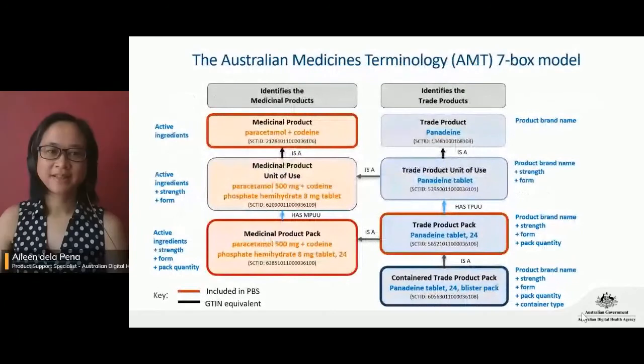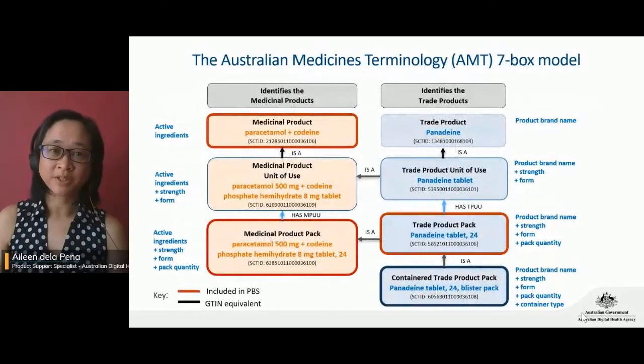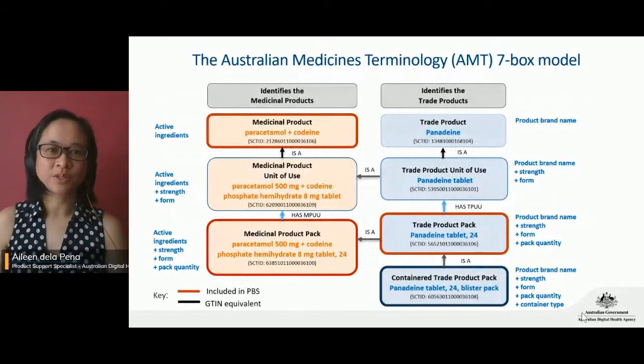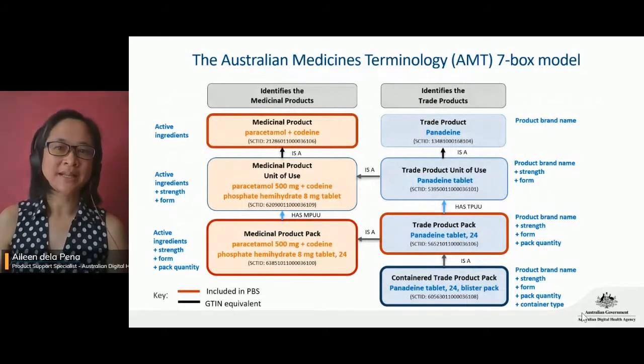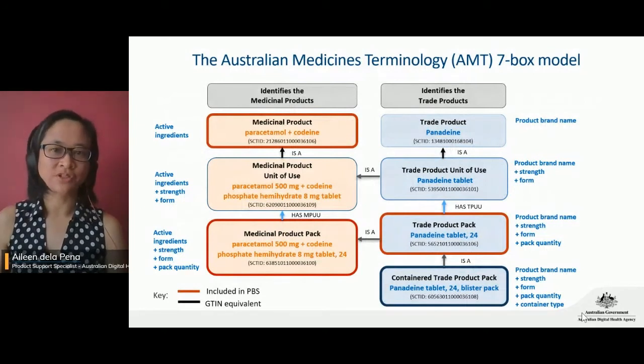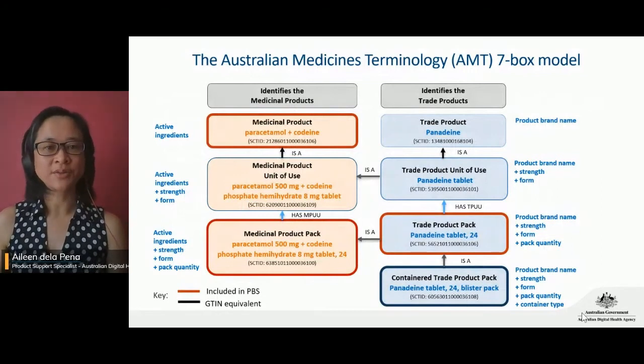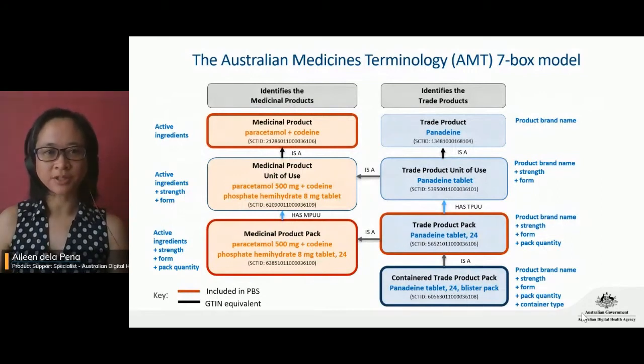Thanks, John. So some of you may be familiar with the Australian medicines terminology, and at the heart of this model are what we call the 7 boxes, which describe the medicines at different levels of detail. On the left, we have the abstract or generic representations, and on the right, we have the trade products or branded representations. And this slide describes the brand Panadeine.